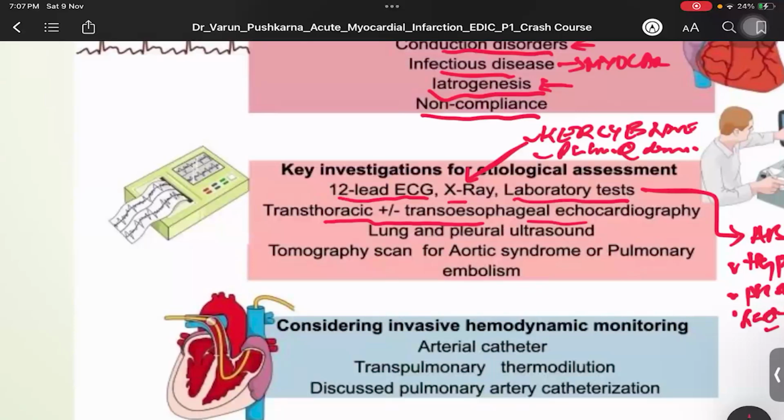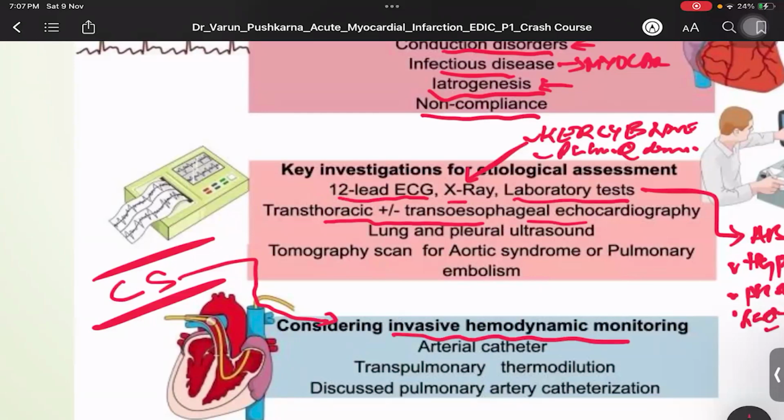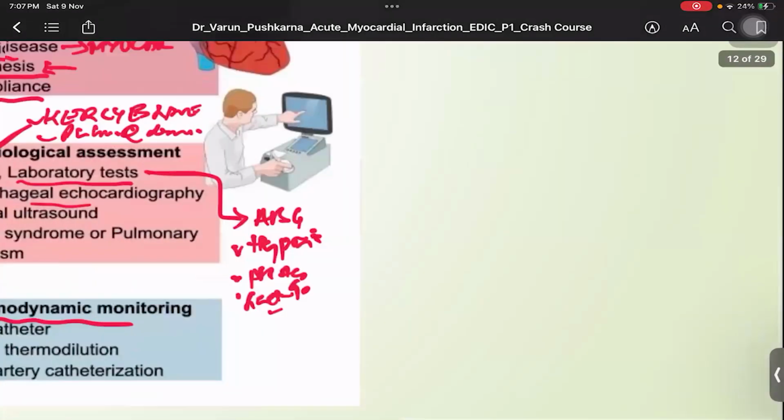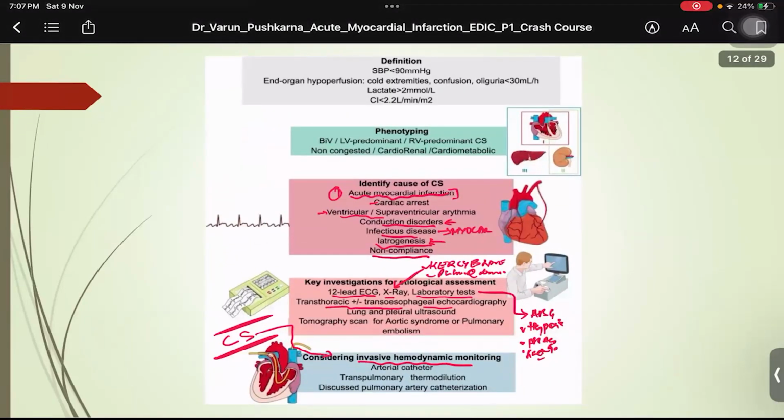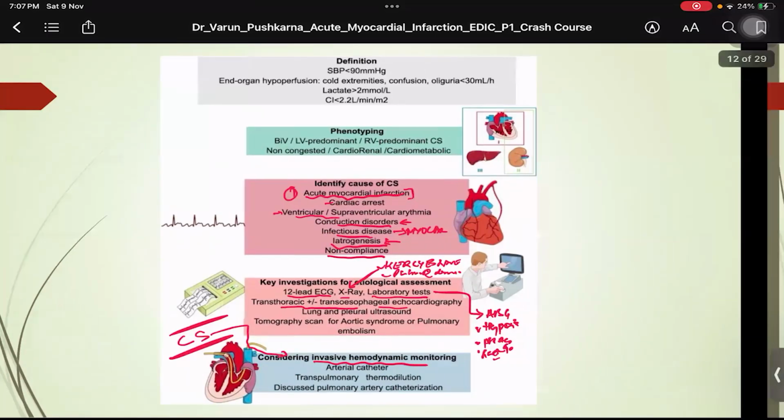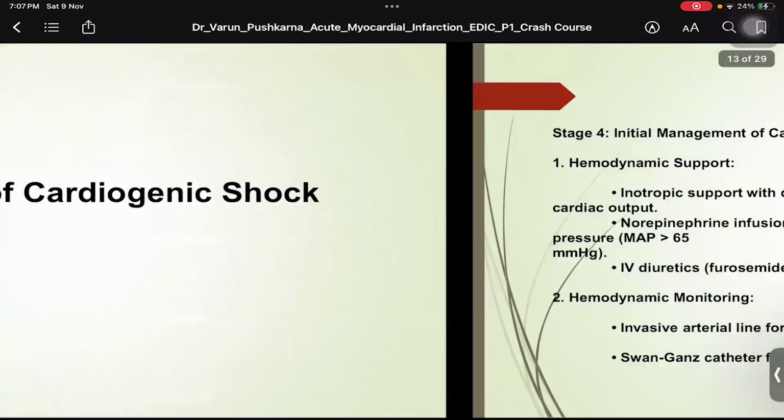The moment the patient is in cardiogenic shock, you will need more monitoring. You would like to put central venous lines, you would like to put arterial lines, you would like to put a pulmonary capillary wedge pressure monitoring device, that is thermodilution catheter. So this is how you will diagnose and manage the patient of a cardiogenic shock.